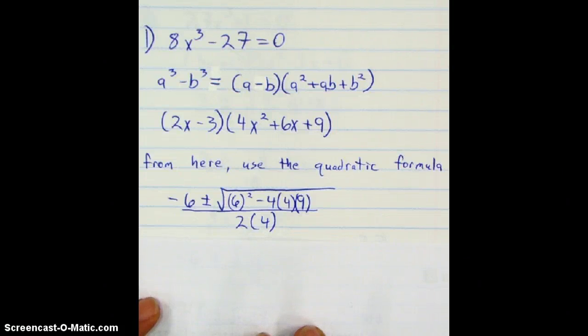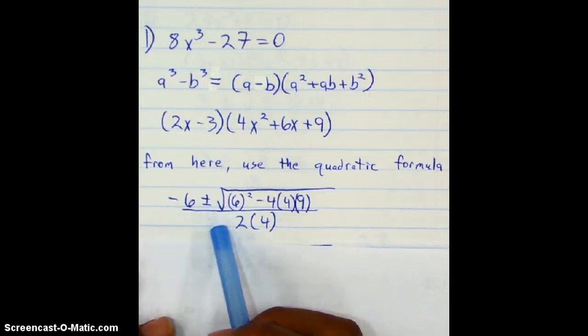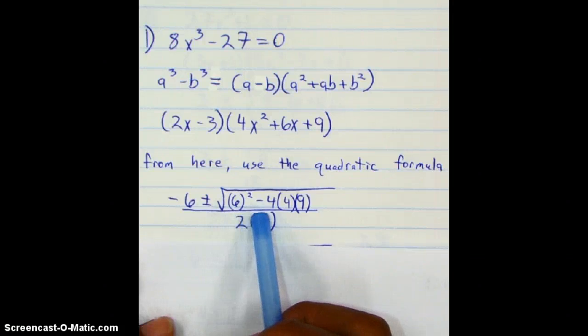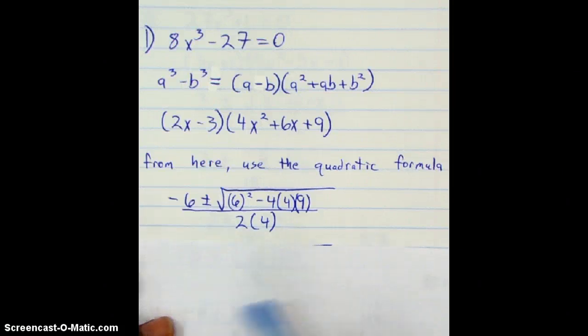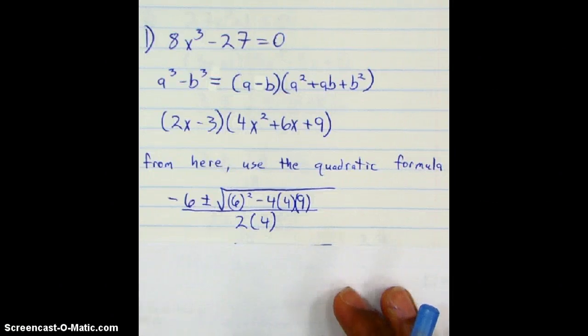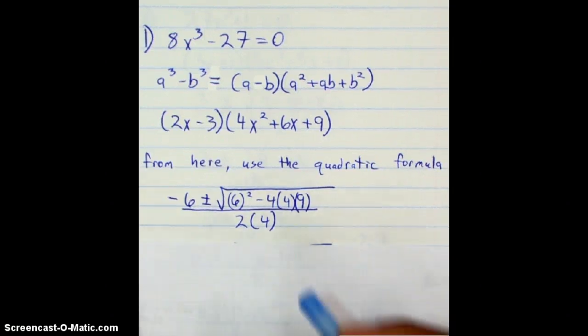So we're going to use the quadratic formula. All I did here was plug the numbers in: -6 plus or minus the square root of 6 squared minus 4 times 9, all over 2 times 4. Remember the song: negative b plus or minus the square root of b squared minus 4ac, all over 2a. So remember, we're going to use that song to help you use the quadratic formula. Remember, the denominator does not go away.